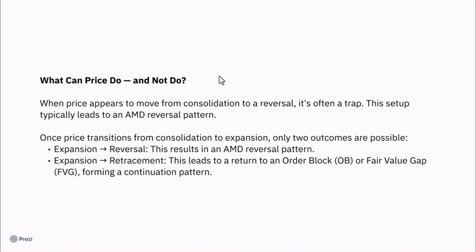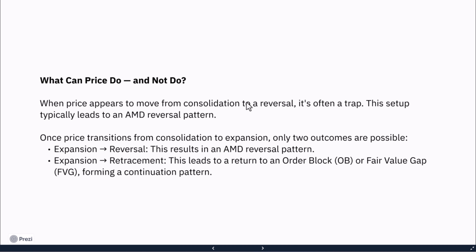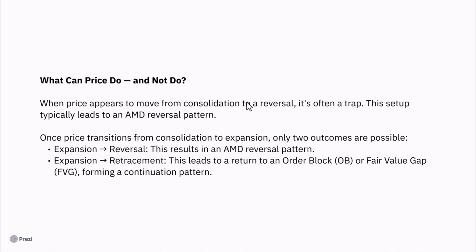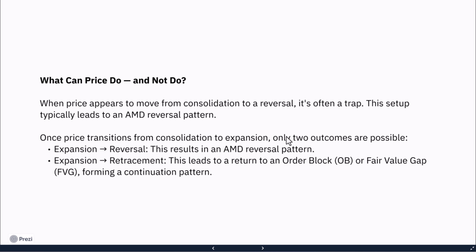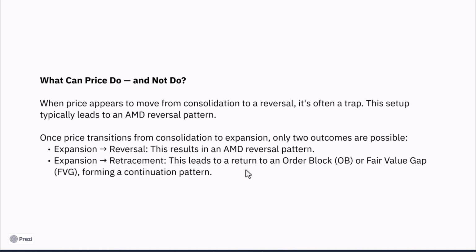When price appears to move from consolidation to a reversal, it's often a trap. This setup typically leads to an AMD reversal pattern. Once price transitions from consolidation to expansion, only two outcomes are possible. First, expansion to reversal, which results in an AMD reversal pattern. The second one is expansion to retracement. This leads to a return to an order block or a fair value gap, forming a continuation pattern.